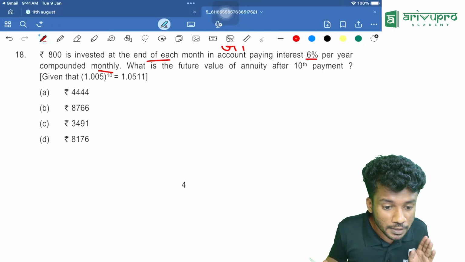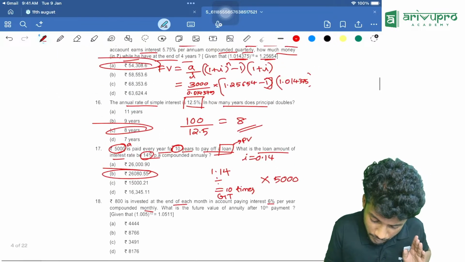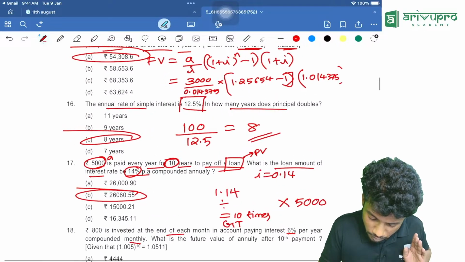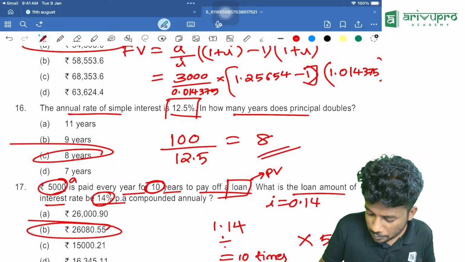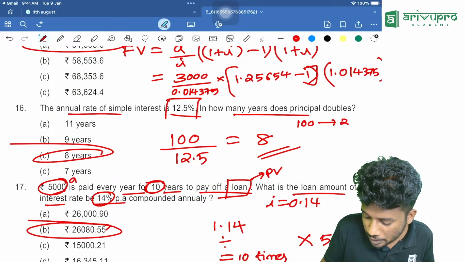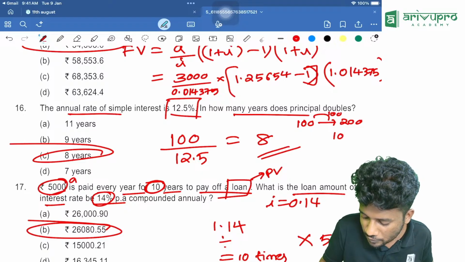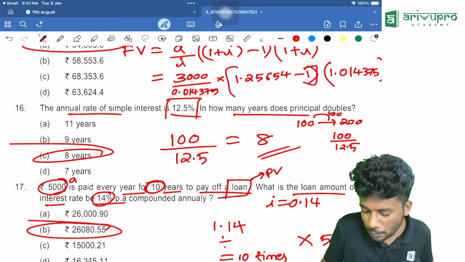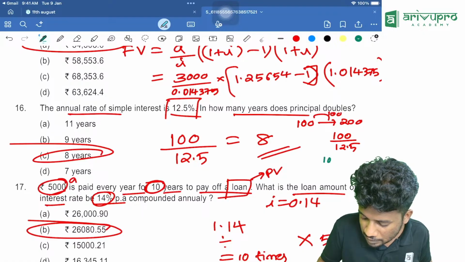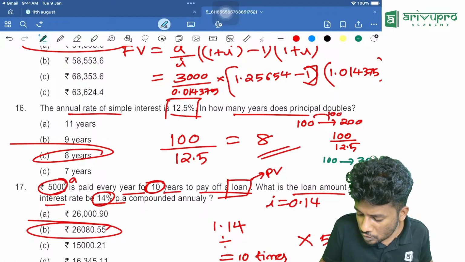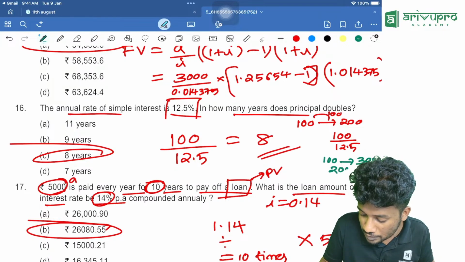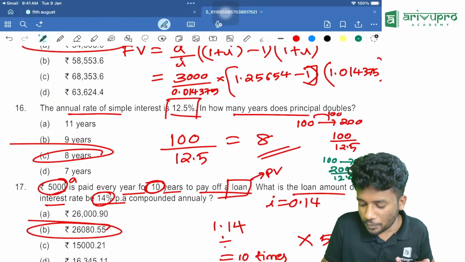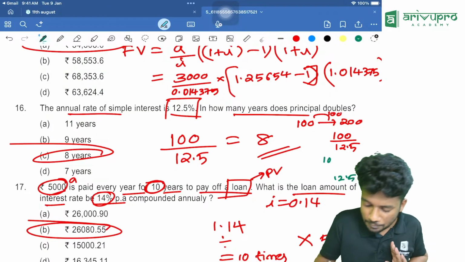So how do you triple in the 16th question? If it triples, that means here 100 is becoming 200. That's why we are taking the difference, the 100, and typing 100 divided by 12.5. Now if it is becoming triple, 100 is becoming 300. That means simple interest for two years is 200 divided by 12.5 that we should take. That is the method.